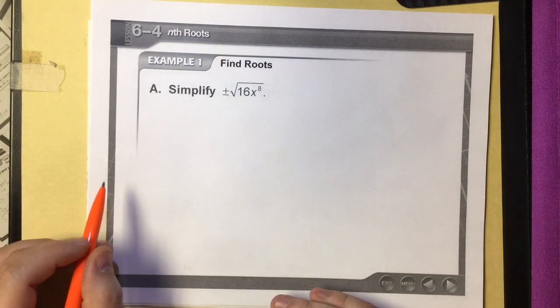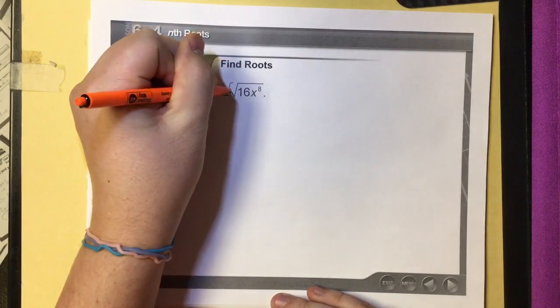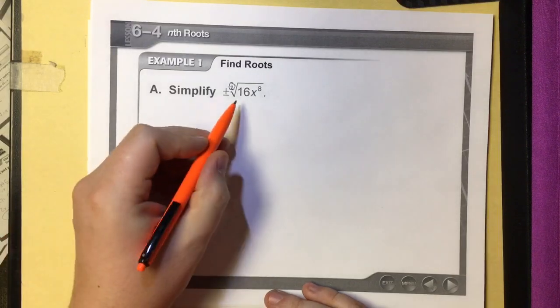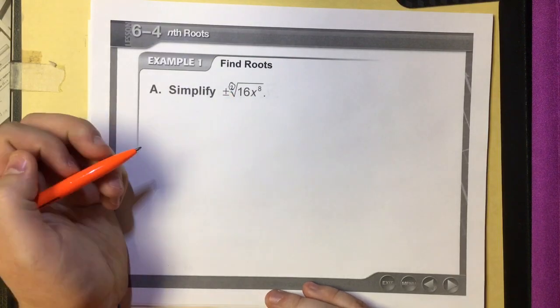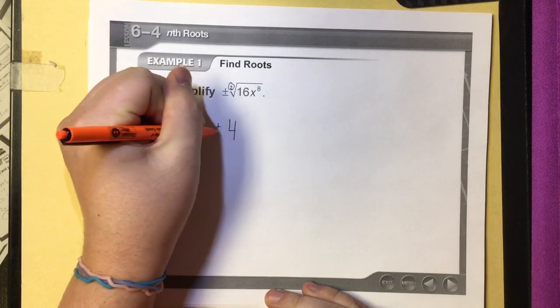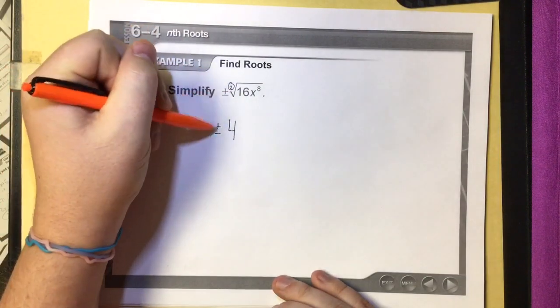So here is an example. There's no index here, no number, so it's a 2. You don't see it, but it's a 2. So we have the square root of 16. Well, we've done the square root of 16 before. That's just 4 plus or minus, we're just dropping the plus or minus down.